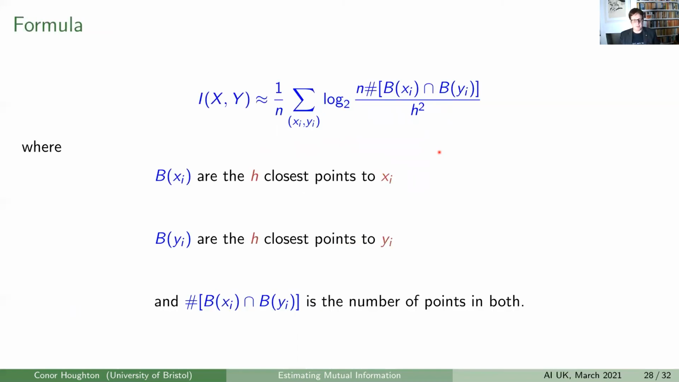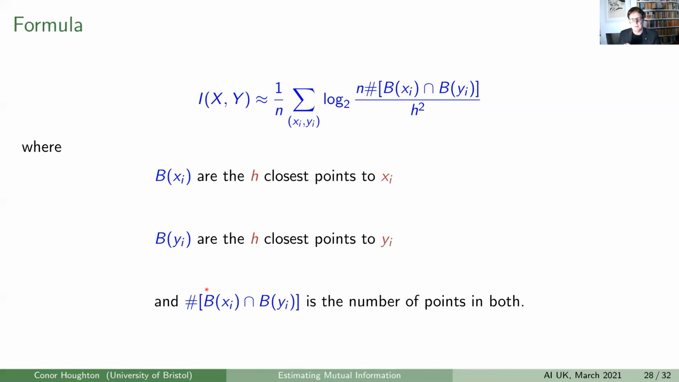In fact, that formula is here. So it's a very straightforward formula. You've got lots of data points, you average over the data points, and for each data point, you find in the X space the ball with the h nearest points. So for a given X, you just find the nearest points according to your metric. In the Y space, you do the same. This is a different ball in the Y space of the h nearest points to Y.